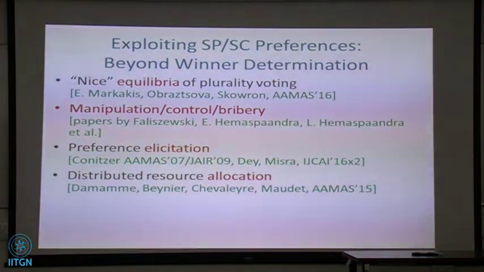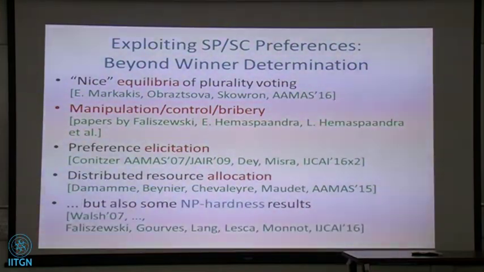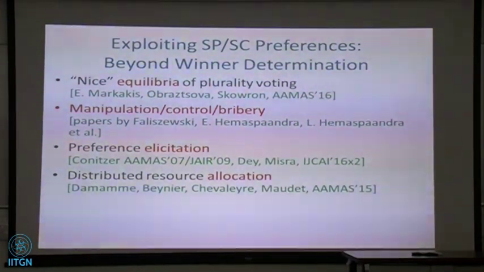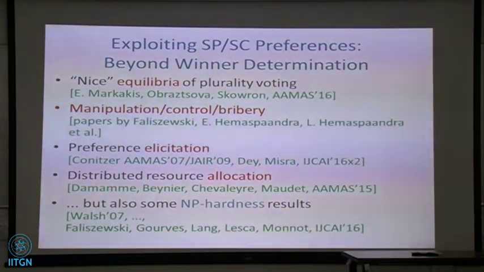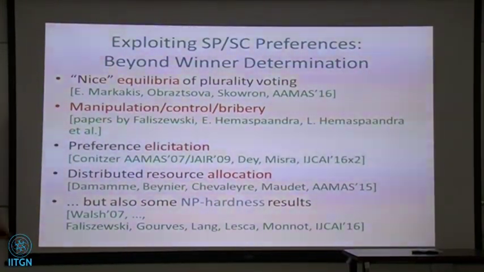Okay, so single peaked, single crossing preferences also make an appearance in resource allocation, interestingly. So there you can also talk about single peaked, single crossing. Typically, but not always, they give you easiness results. Interestingly though, there are also some NP hardness results.